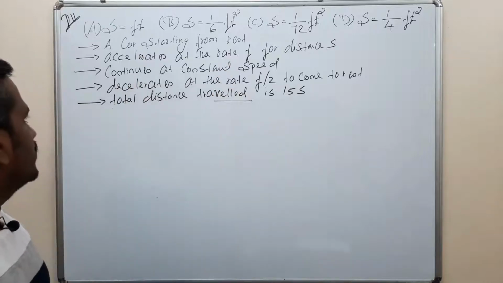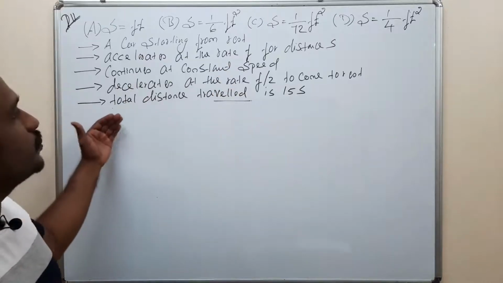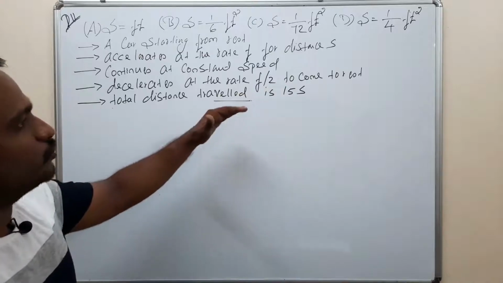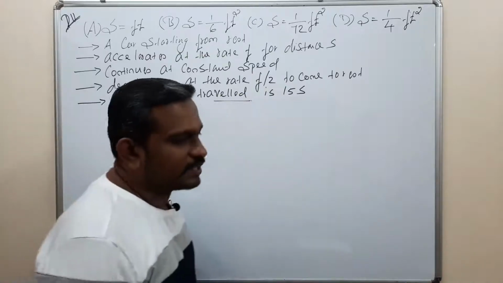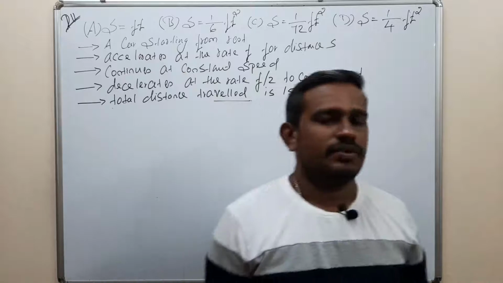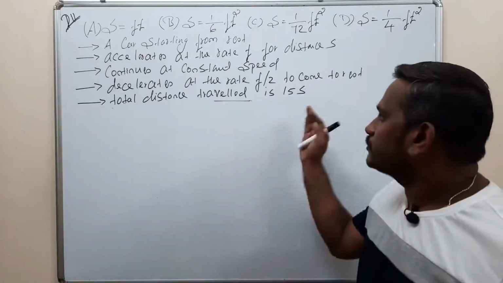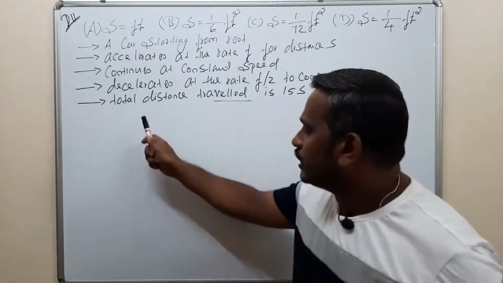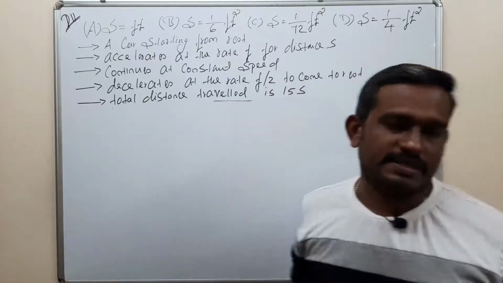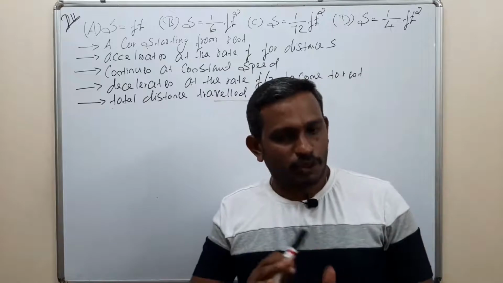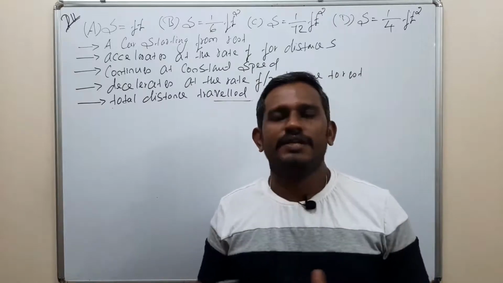After that the car starts to decelerate at the rate f by 2 with a constant deceleration, and finally comes to rest. So the total distance travelled is 15s. That is the total journey of the car, which we can divide into three parts.